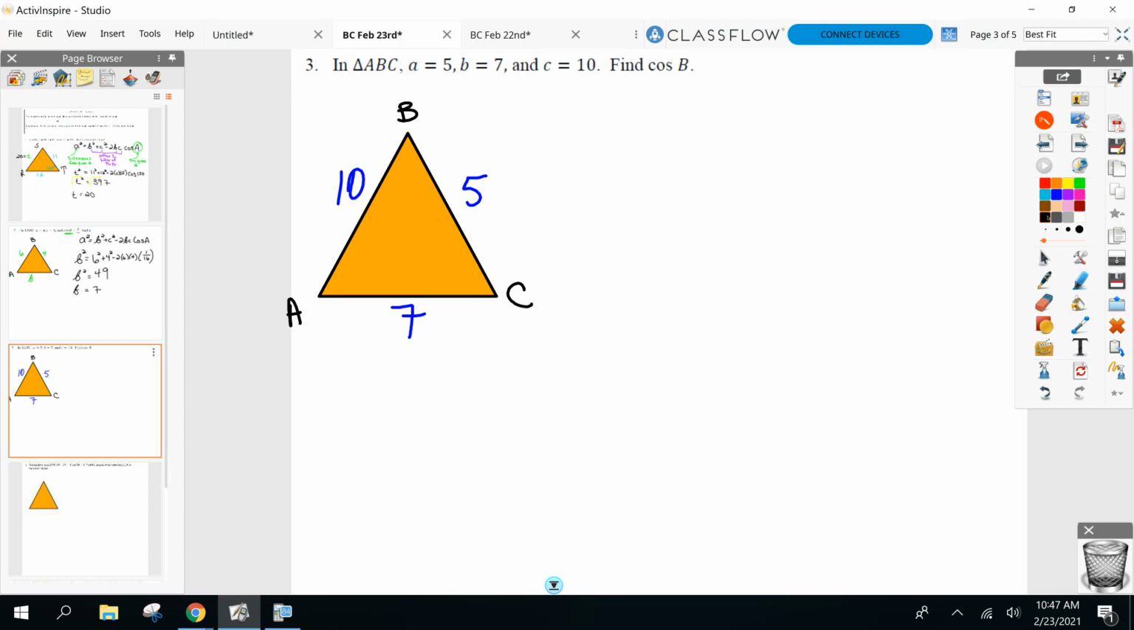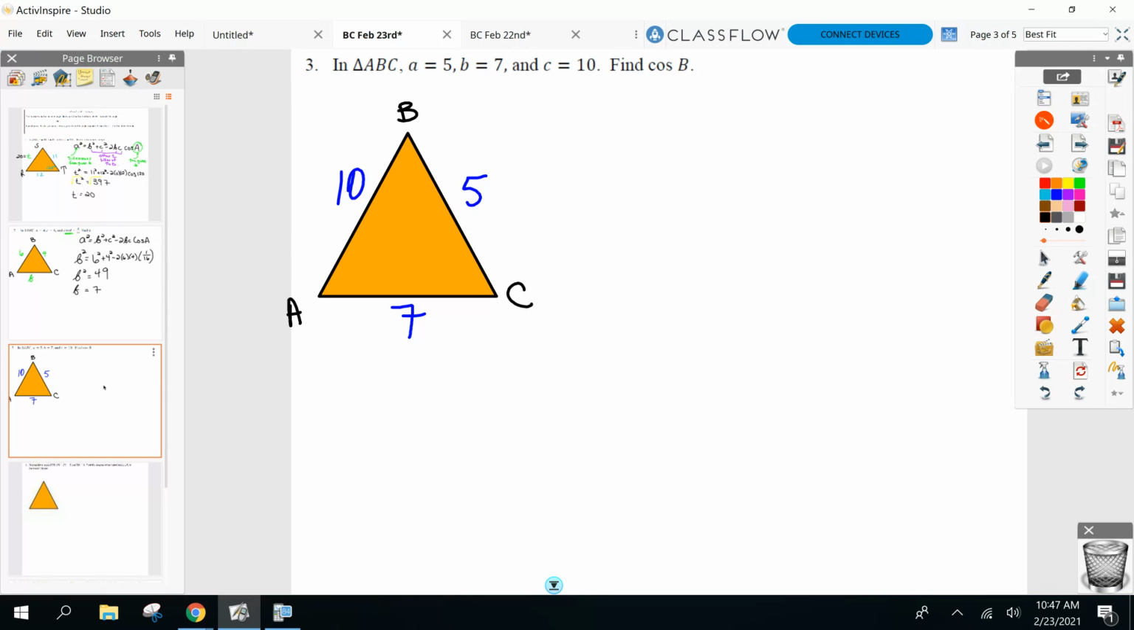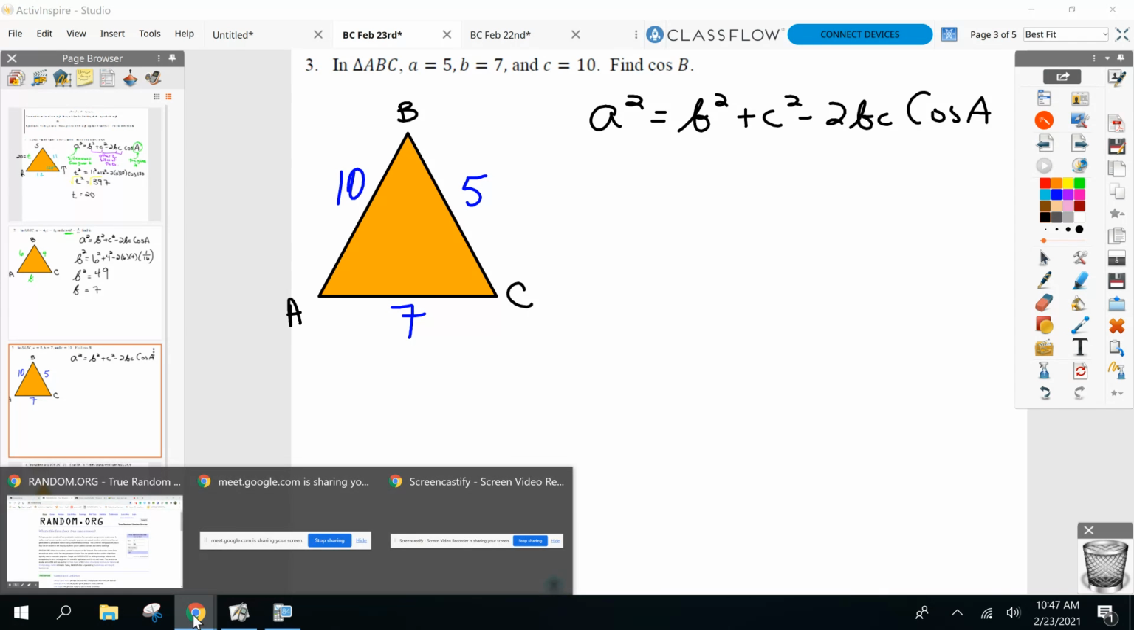Kind of like last problem, right? I gave you cosine of B equals 1/16, but now I'm looking for that fraction here. All right, so let me get down a little law of cosines here. A squared equals B squared plus C squared minus 2BC cosine A. All right, we're actually going to plug a number in now. It's not going to be a variable on the left side. We're going to actually plug in a number now, whether it's 10, 5, or 7. That's what I need to find out from one of you guys.